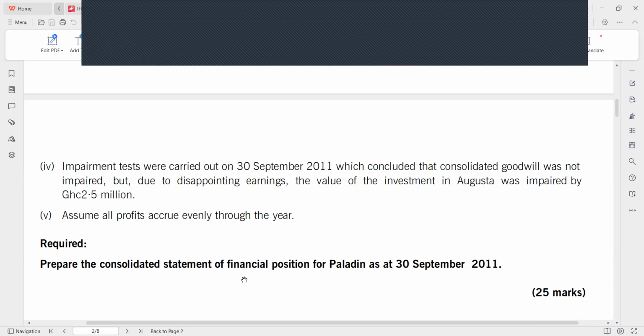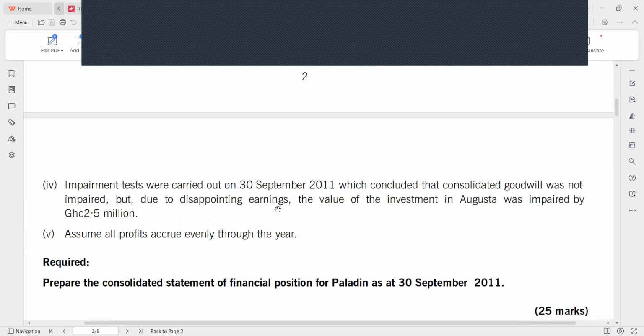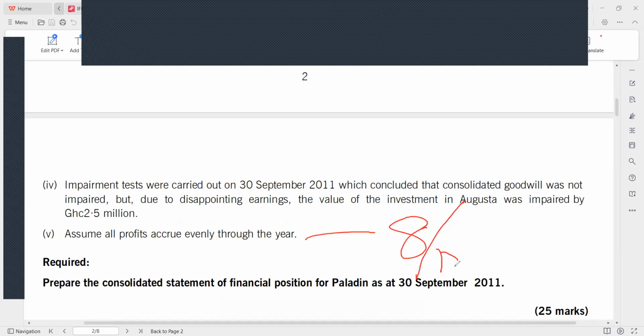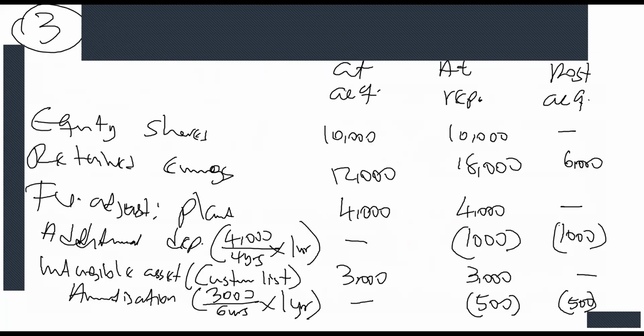Now, this impairment will affect Augusta, so that's investment in associates. Assume that all profit accrues evenly. It's because of Augusta that the examiner made this note, so that we can take 8 months out of 12. That's the meaning. So now we are reading the footnote to close the account of the net assets. That's all. Nothing else will affect it. Let's go and close the account of the net assets.